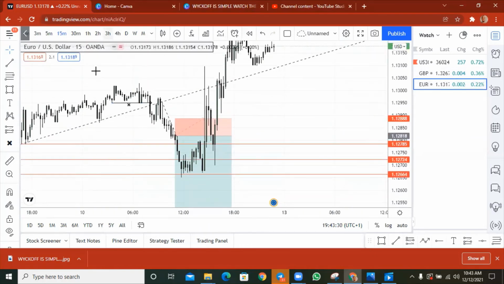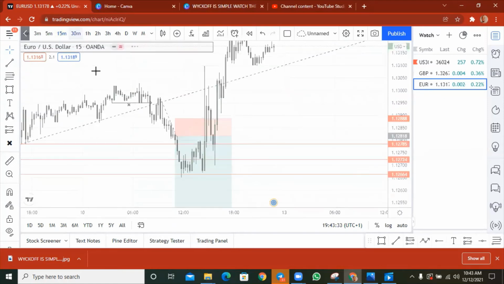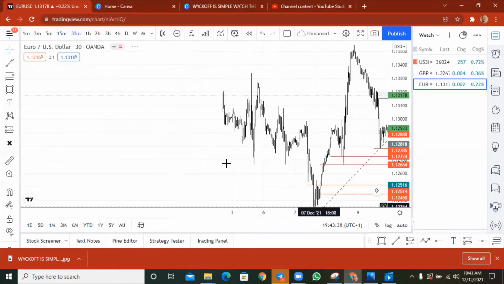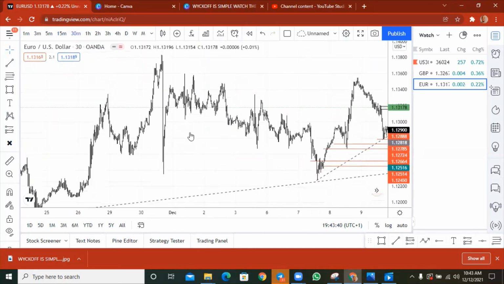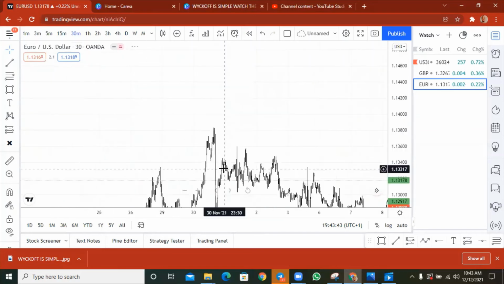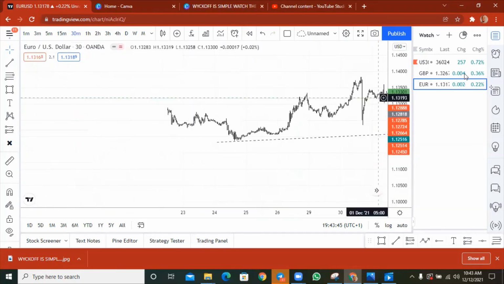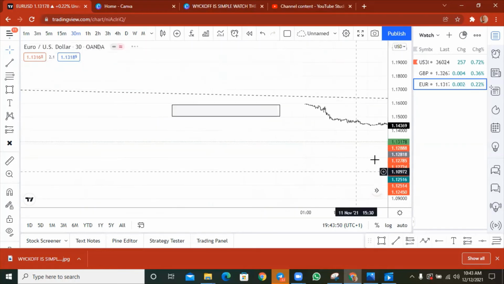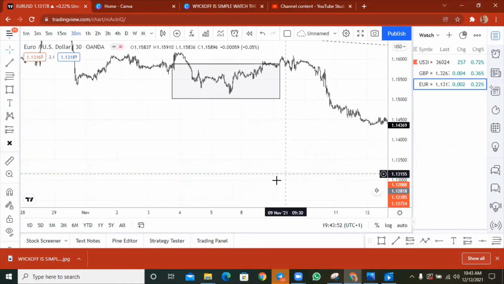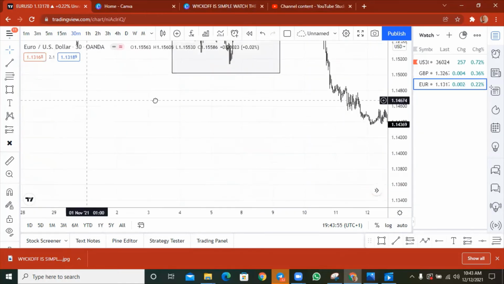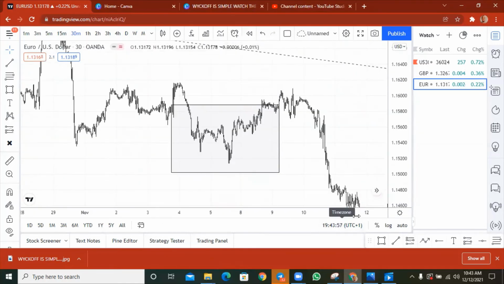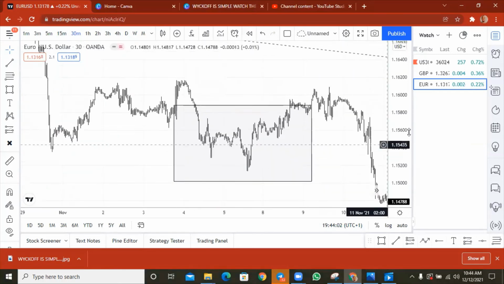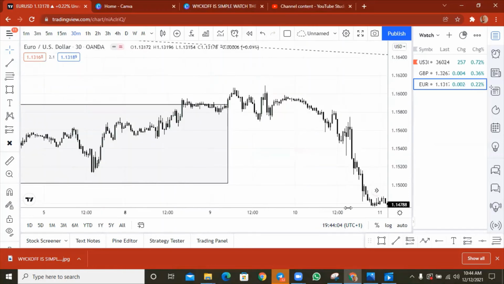So an example of what I see as an accumulation schematic on Euro USD is right. Wyckoff is actually something that gives many traders headache, but trust me, it's not compulsory. I don't use Wyckoff either, right? But it's a nice concept. I like it, but I don't use it. I like keeping my trading as simple as possible.